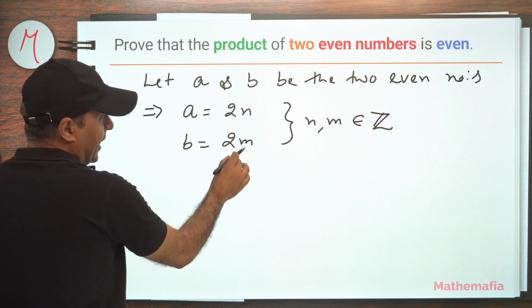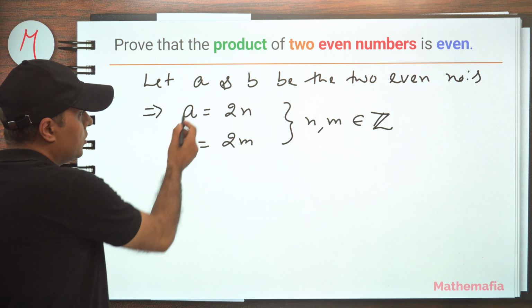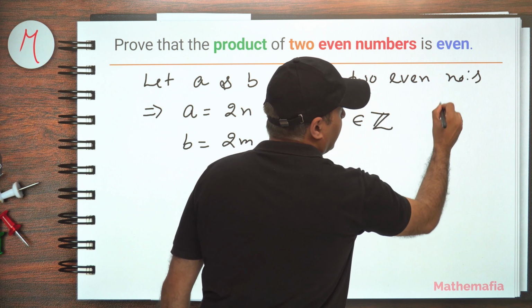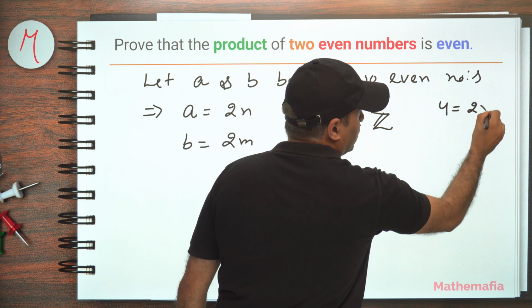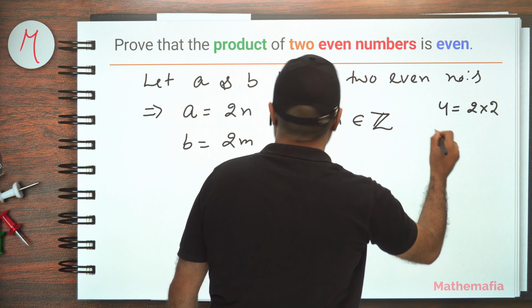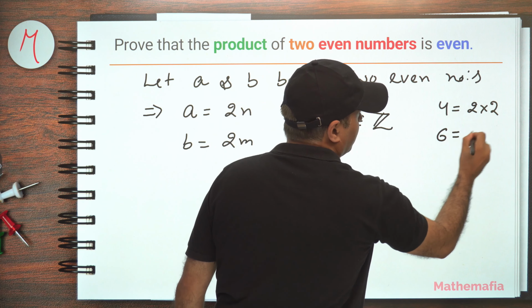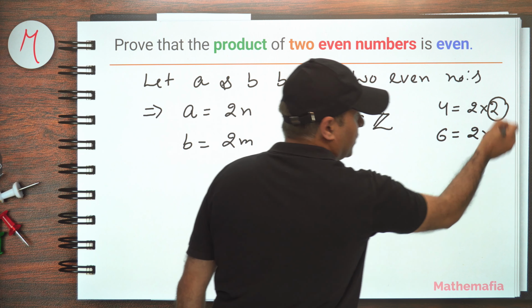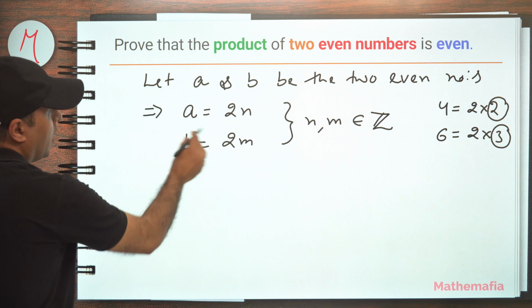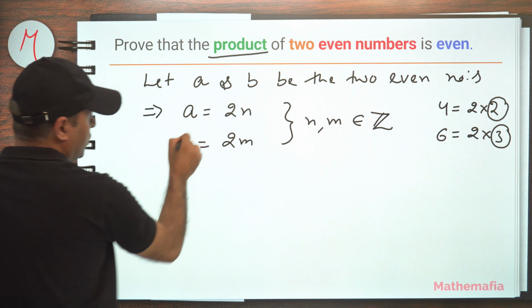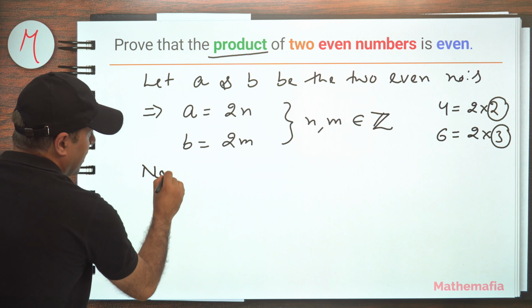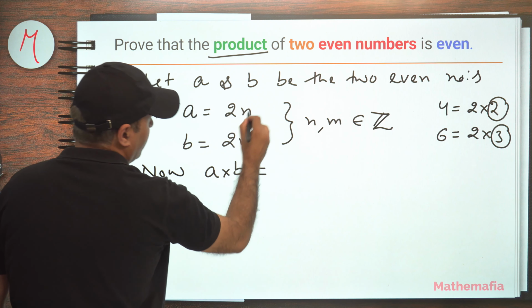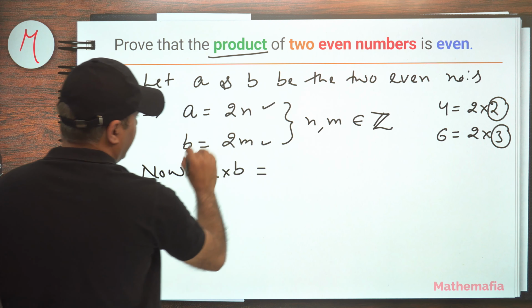Why n over here and m over here? Because these two can be two different even numbers. For example, a can be 4, which can be 2 into 2, and b can be 6, which should be written as 2 into 3. So this is my n, this is my m, so these can be different. Fair enough. Now we have to take a product of these two numbers. So let's multiply these. Now a into b should be equal to, so we have to multiply this and this because this is a, this is b.